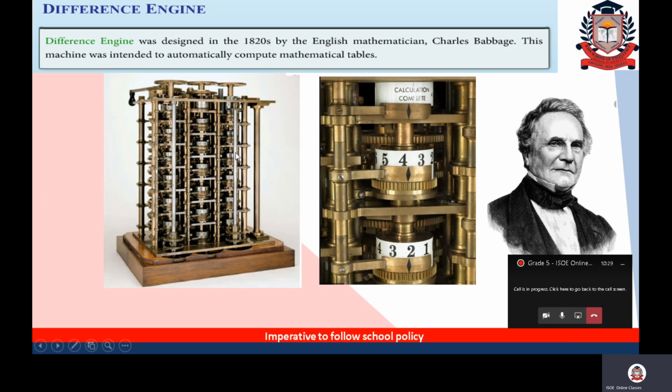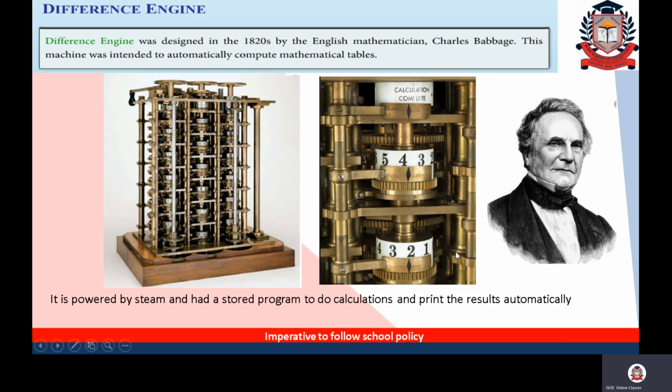This machine was intended for what? It does mathematical tables. It is powered by steam. Okay, how does it work? There is a machine connected to a steam engine. When there is steam, it will work, has a stored program to do the calculation, and prints the results automatically. So this is how the Difference Engine works, and it does so automatically. Okay, that is the difference between the previous ones and this one, and it also stored the programs. It's a beautiful one. Okay, and in the 1820s this was designed by Charles Babbage.